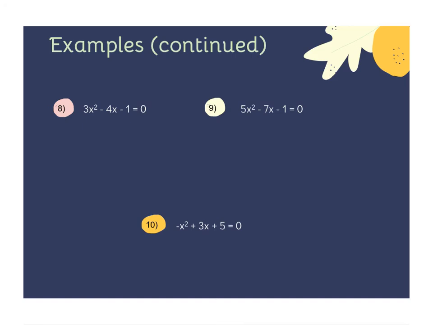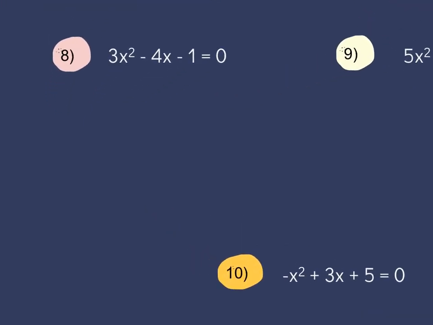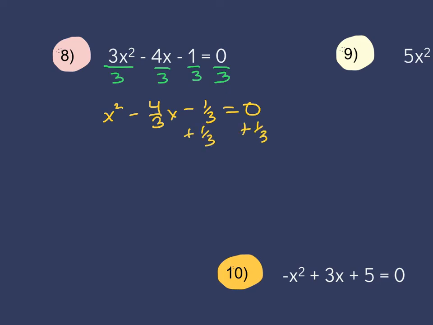Let's try number 8. So again, same thing. Get rid of the 3 first. So divide everything by 3. And then we get x squared minus 4/3 x minus 1/3 equals 0. Move the constant. X squared minus 4/3 x, leave a blank space, equals 1/3.